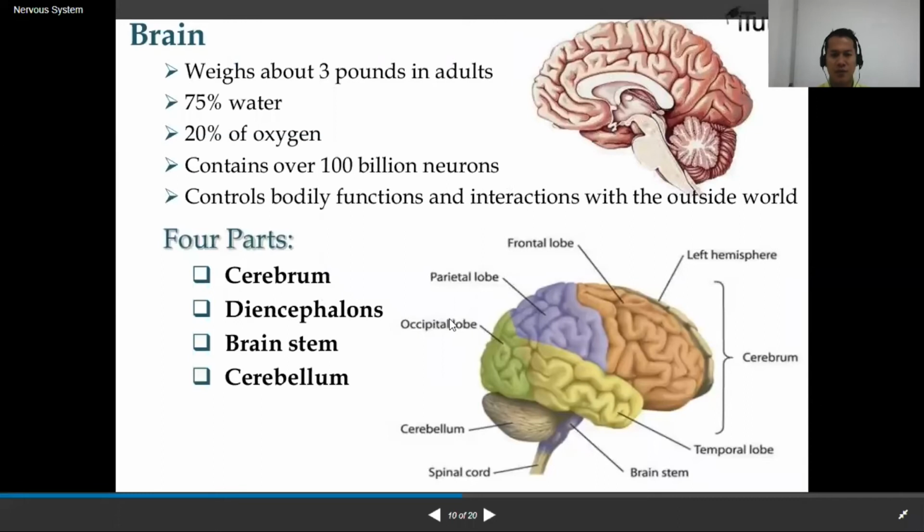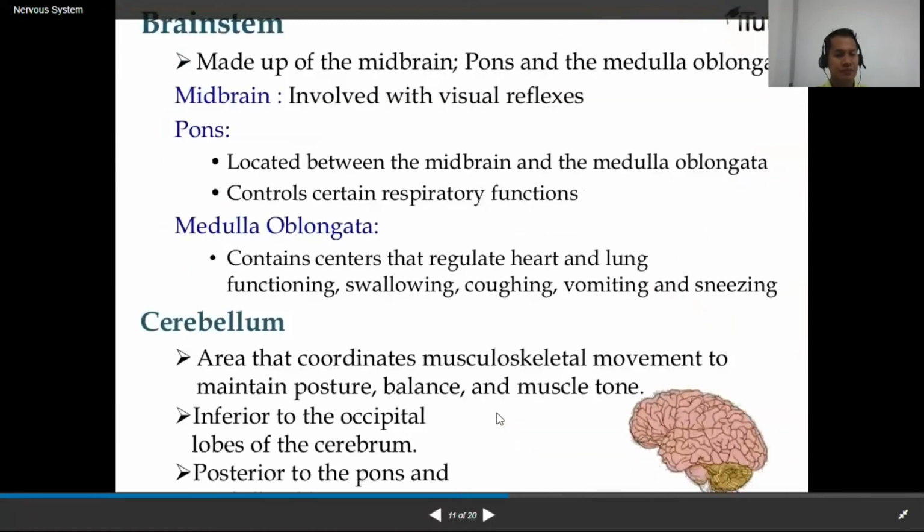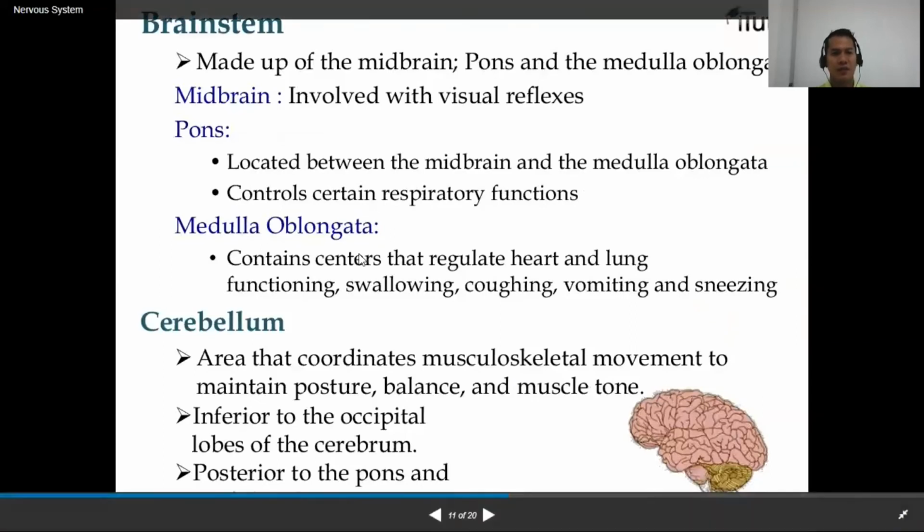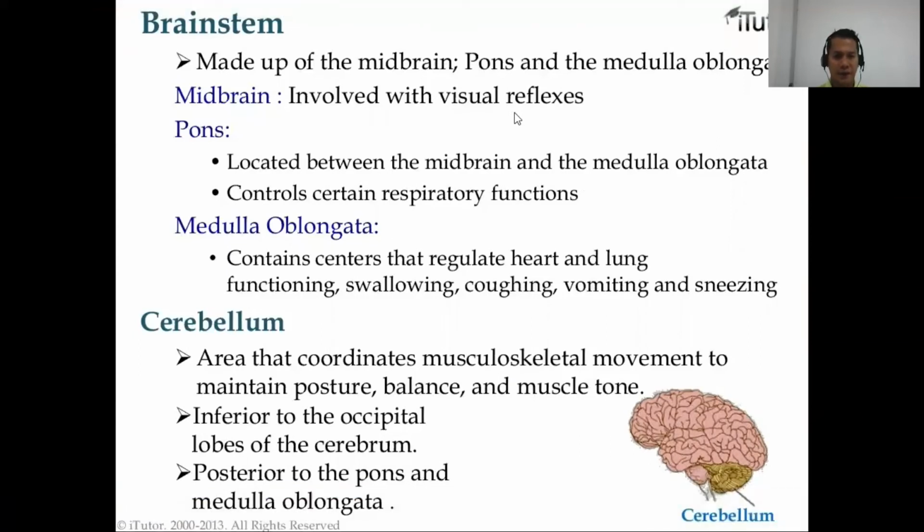There are the cerebrum, which is this part, the diencephalon, the brainstem, which is this part, and the cerebellum. Let's talk about their function. So the brainstem is involved in visual reflexes, all the visual reflexes.